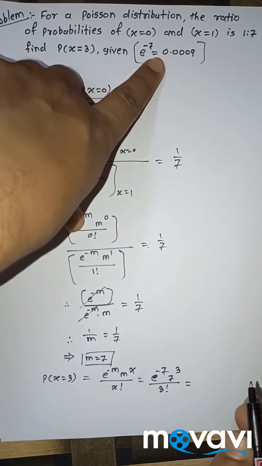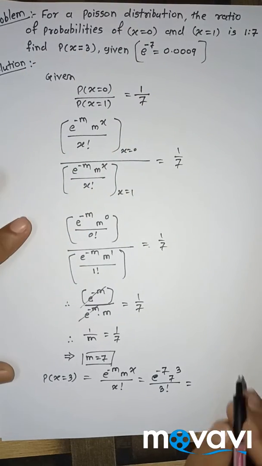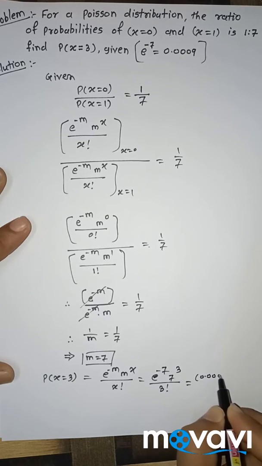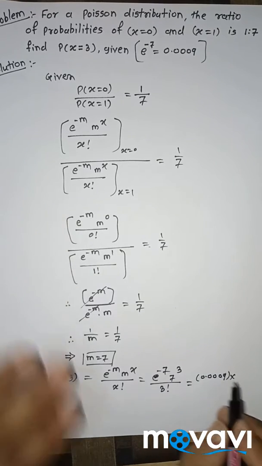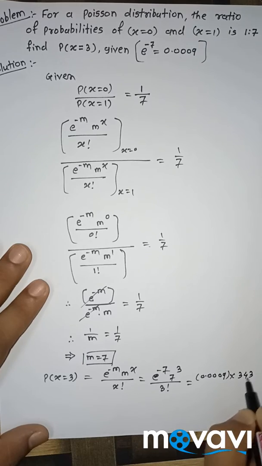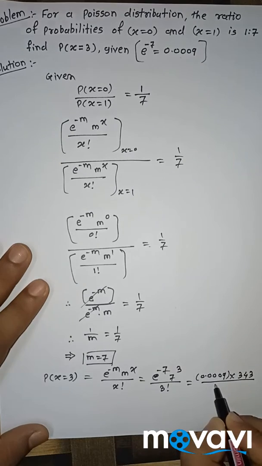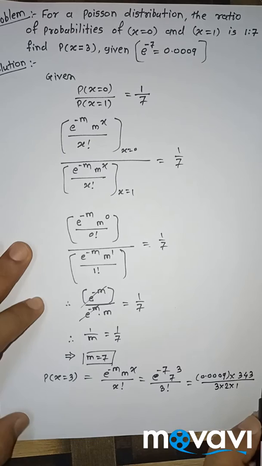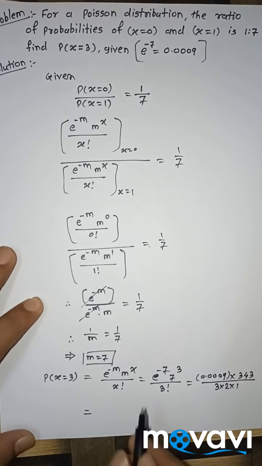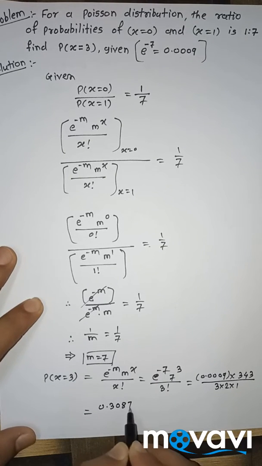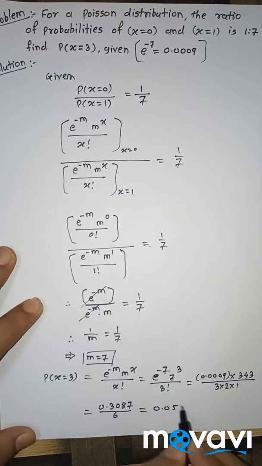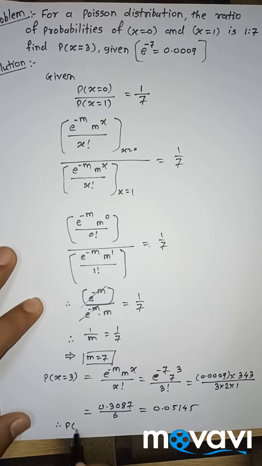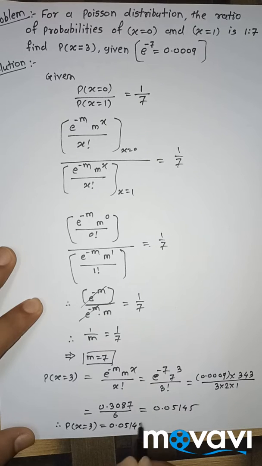E raised to minus 7 is given 0.0009. This is equal to 0.0009 into 7 raised to 3. 7 raised to 3 is 343 upon 3 factorial. 3 factorial is 3 into 2 into 1, means 6. This is equal to 0.3087 upon 6. Answer 0.5145. Therefore, probability of x equal to 3 is 0.05145. This is our final answer.